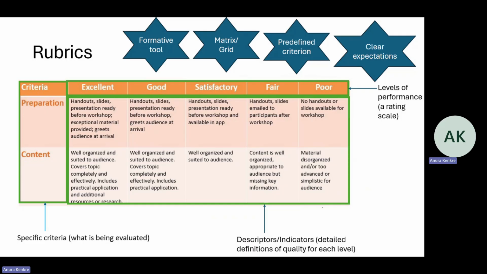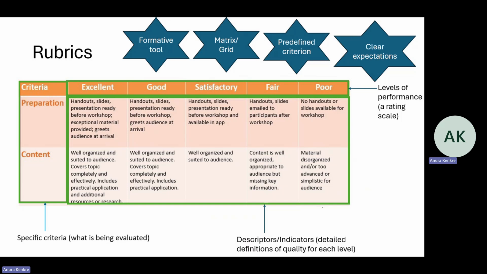So for each row, how do you give a rating? You read the descriptor or the indicator very well and then try and see what the student has submitted and then see which one it fits into. How have they written their preparation, for example? So if they have written that their handouts or slides or presentations were ready, that is, they've kept it ready before the workshop and it's also available in the app, but they've not mentioned anything about the audience, that is whether you greet them or you don't greet them, what do you do? And what was the quality of that handout or slide or presentation? That all is not written.